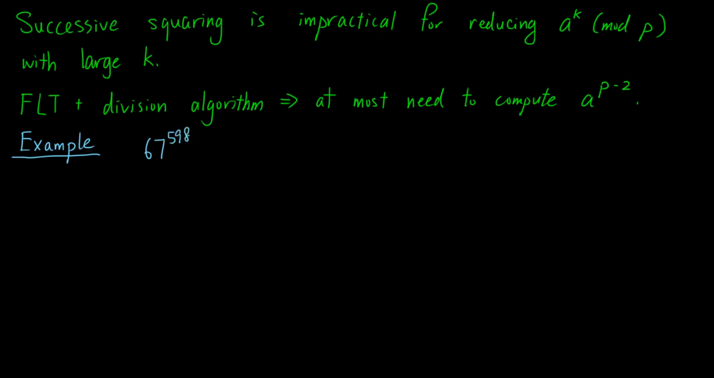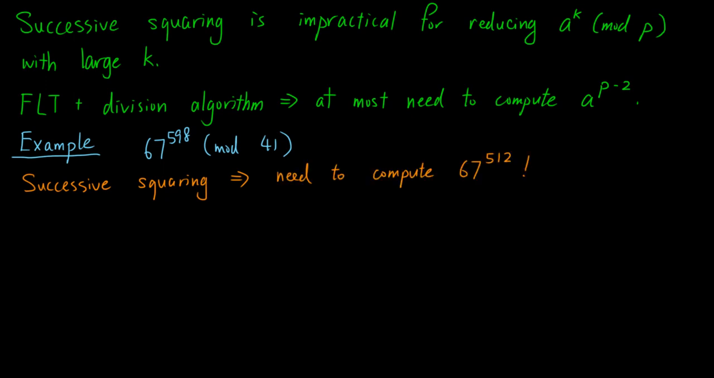We want to reduce 67 to the 598 mod 41. If we use successive squaring, then we need to find the power of 67, which is the largest power of 2 less than 598, which is 512. So we have to compute 67 to the 512, which is doable but time-consuming. So again, we try to use Fermat's little theorem.